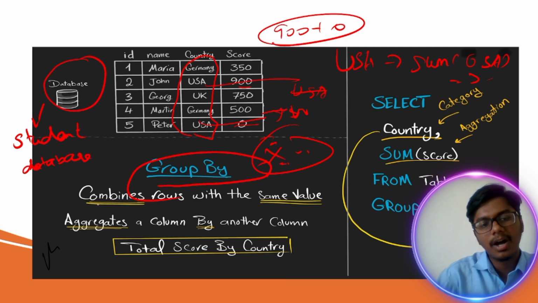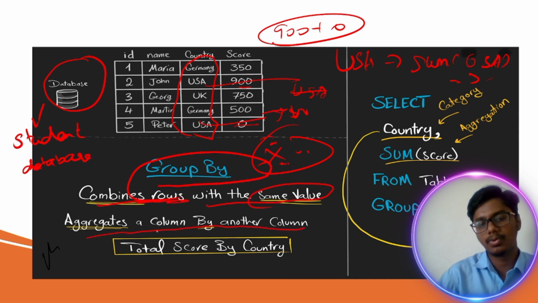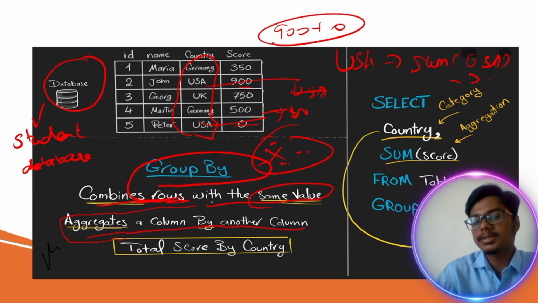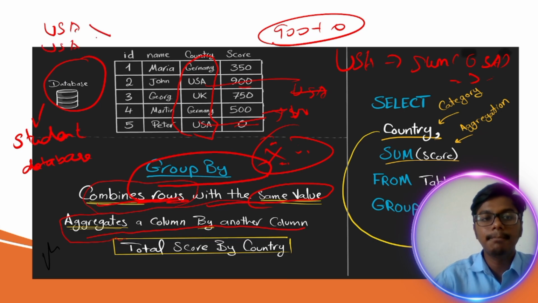It combines all the rows with the same value and aggregates a column by another column. It's a little bit confusing, but you are able to understand, right? It combines rows. It combines the 2 UK, and the USA, I am writing here. It combines to one row USA, but it aggregates a column by another column. Aggregates means it aggregates one column by another column.